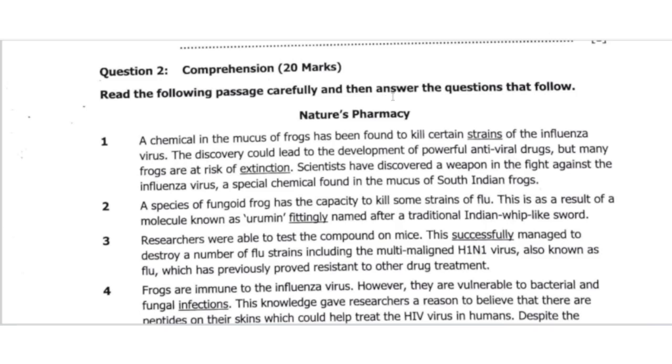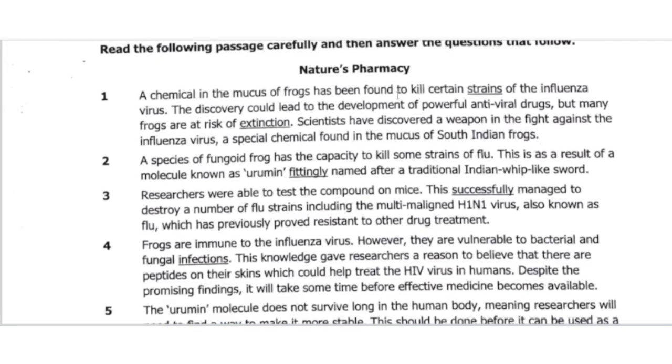Okay, sorry that I haven't read the instruction already. Let me start by going to the instruction, then come to the passage. So this question 2 is comprehension, and it has got 20 marks. What they're telling us to do is to read the following passage carefully and then answer the questions that follow. Okay, so let me start reading. This passage is about nature's farmers. Okay, nature's farmers.